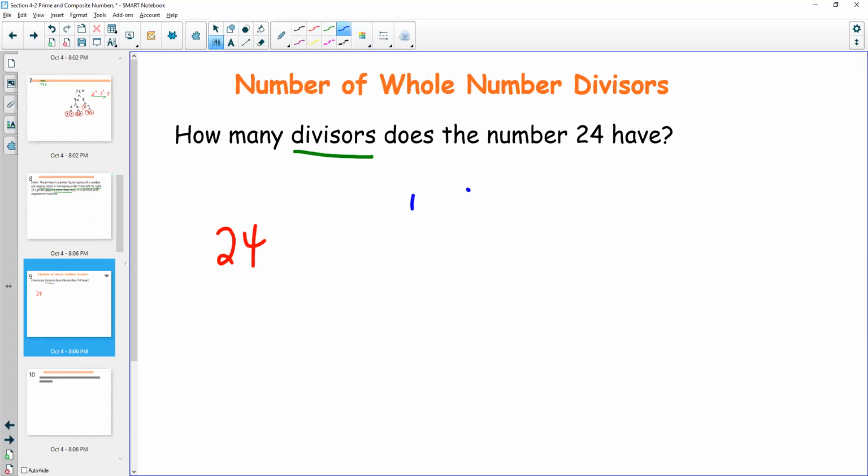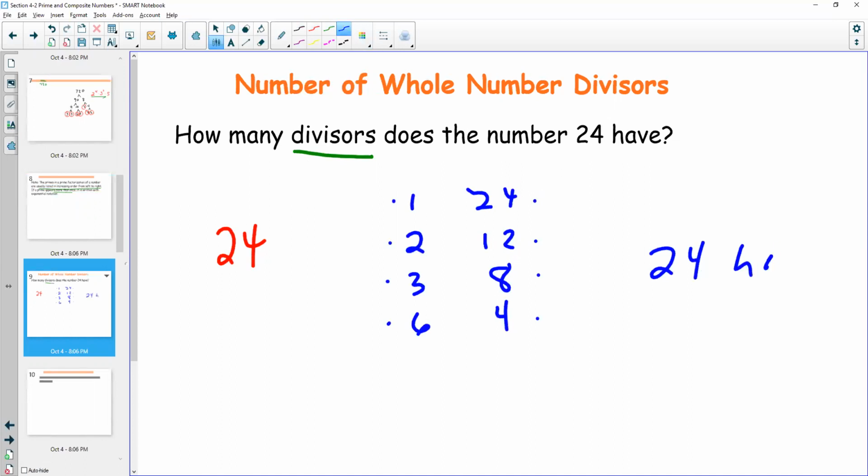Okay, so if I have the number 24, I could do 1 and 24, right? I could do 2 and 12. I could do 3 and 8. I could do 6 and 4. Those are all things that divide evenly into 24. Well, how many are there? 1, 2, 3, 4, 5, 6, 7, 8. So 24 has 8 divisors.